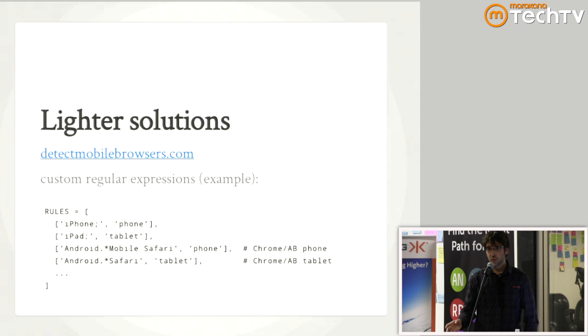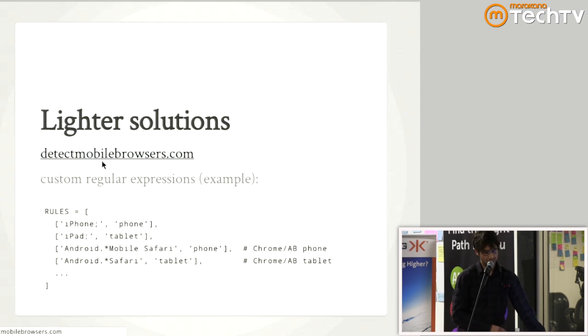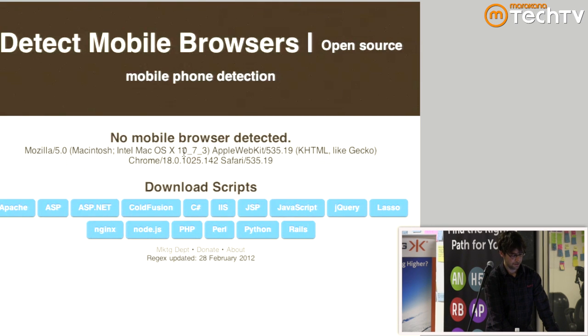There are lighter solutions, though, that aren't as robust. detectmobilebrowsers.com is an example. Well, I can show you. No, I won't show you. But the point is, it's a regular expression that's implemented in a bunch of different languages. It basically says, okay, is this a mobile browser or not a mobile browser? And it doesn't distinguish between tablets either. Actually, it's kind of funny. I think I'll show you.